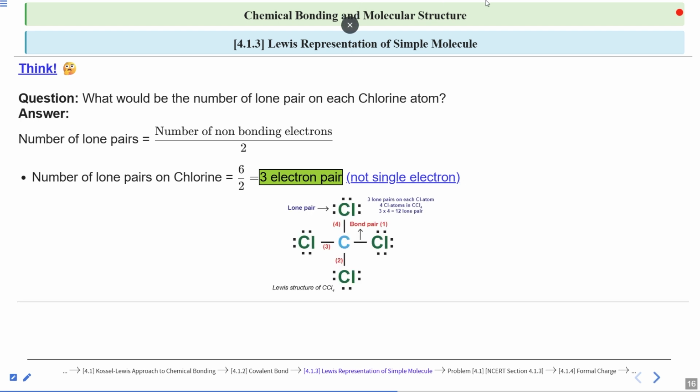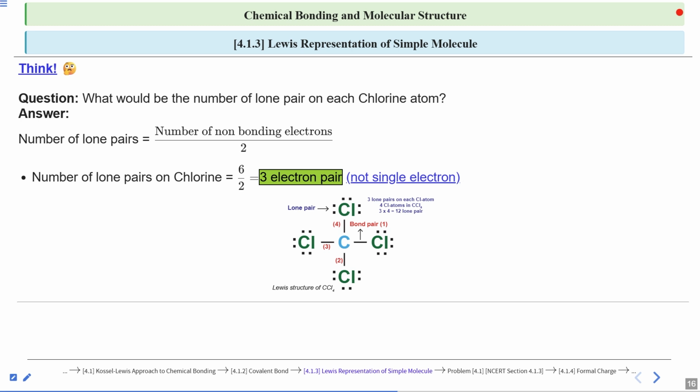So this whole thing can be shown here. Then your next question would be, what is the number of bond pairs? Or I would say, what is the number of bond pairs for one chlorine atom? It would be again one bond pair. See, the chlorine is having one bond pair of electrons.